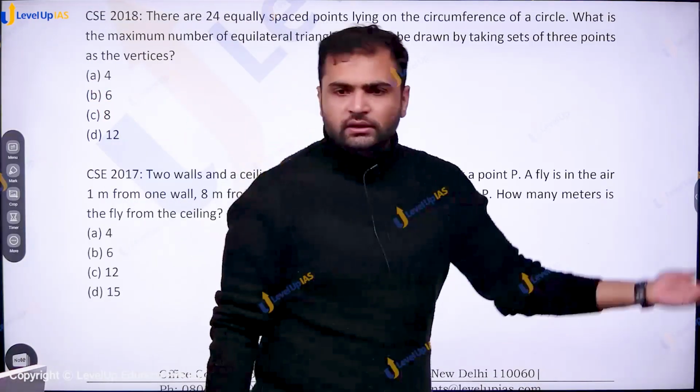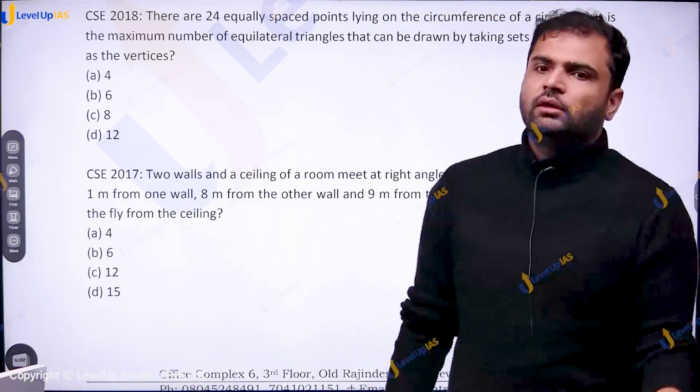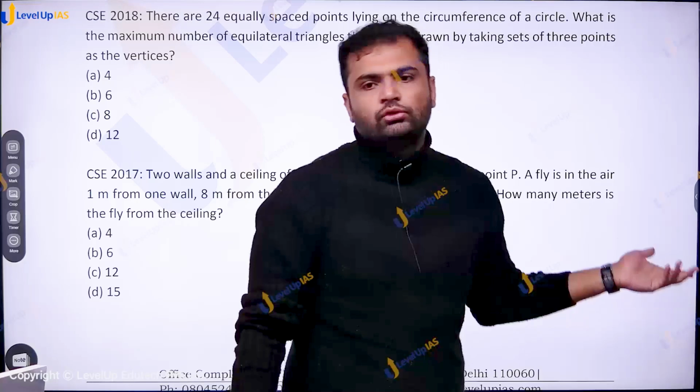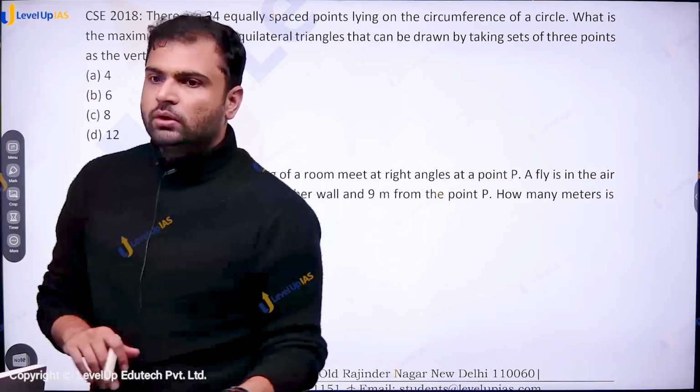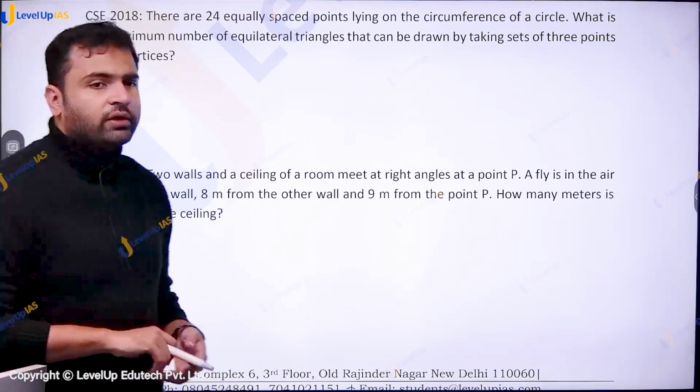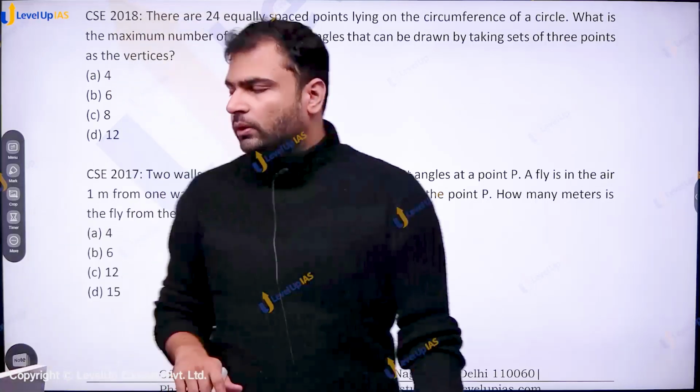Any general triangle, then it would have been 24C3. But अगर कोई और होता, let us say right angled होता तो कुछ और आता आंसर, isosceles आता तो कुछ और आता आंसर. Answer would have been different and it would be much tougher to calculate in that case.